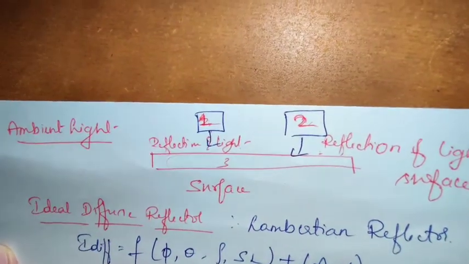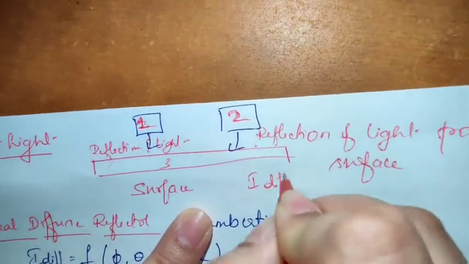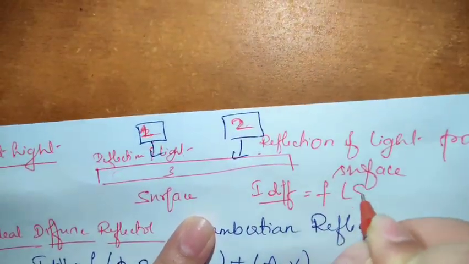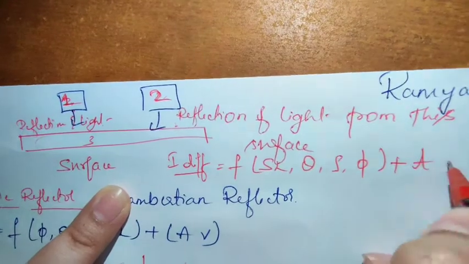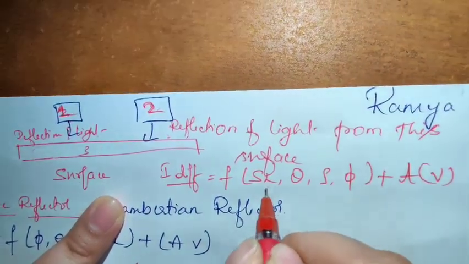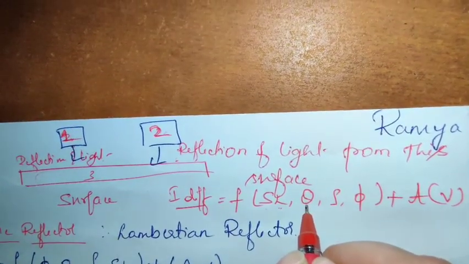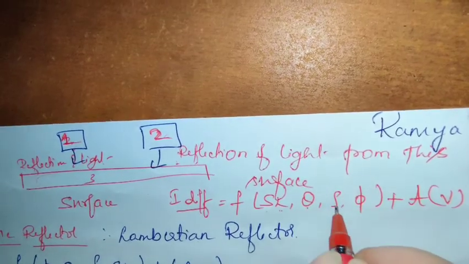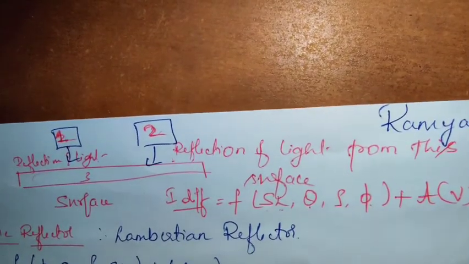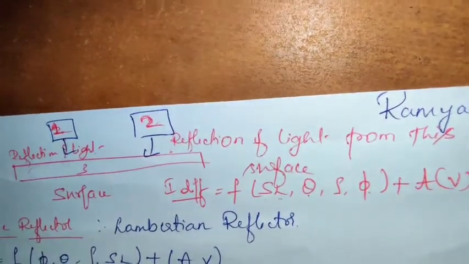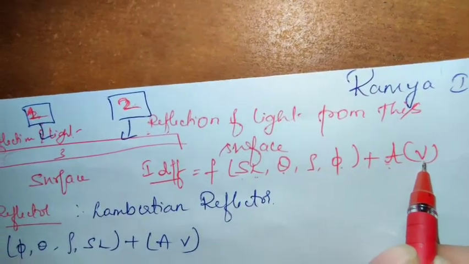So the illumination model, or the diffusion of the light intensity formula, I will explain once again, is equal to a function of SL, theta, rho, pi plus AV. SL means the intensity of the light source. Theta means the angle between the light falling on the object and the normal vector. Rho represents the reflectivity coefficient, whereas pi represents the angle between the normal vector and the viewing position, and AV represents the ambient light source.